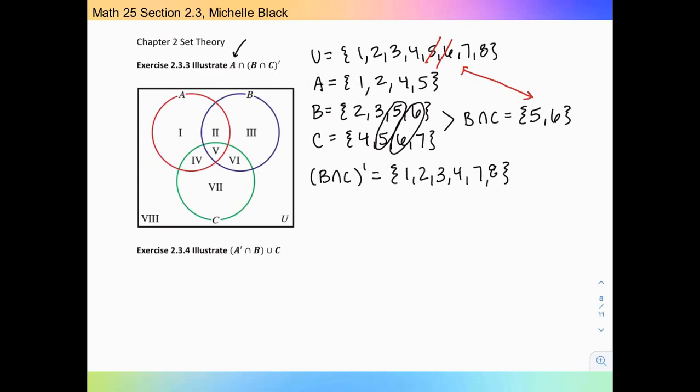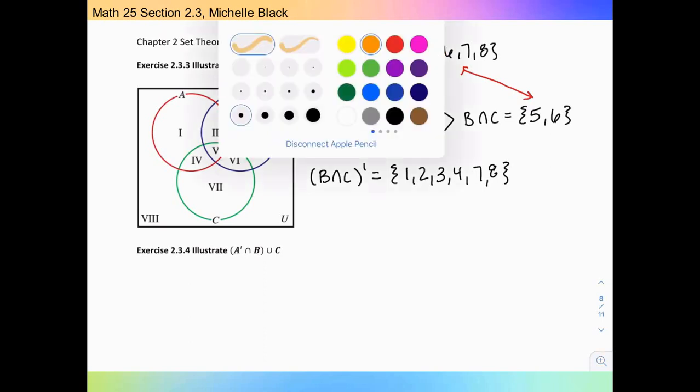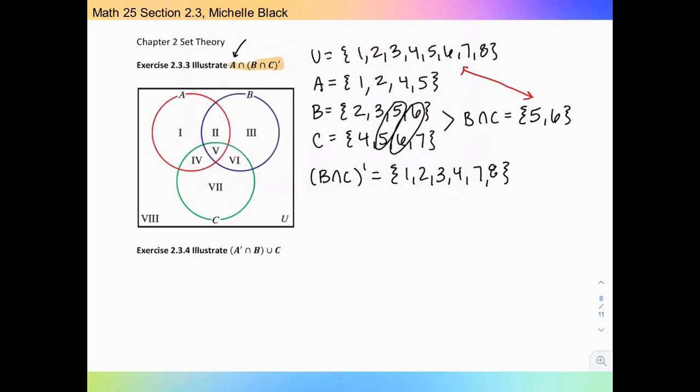So we're almost there now. We have every set that we needed to find in order to figure out our actual picture. We just need to figure out the intersection of sets A and this new one we just found, which was the complement of the intersection of B and C.